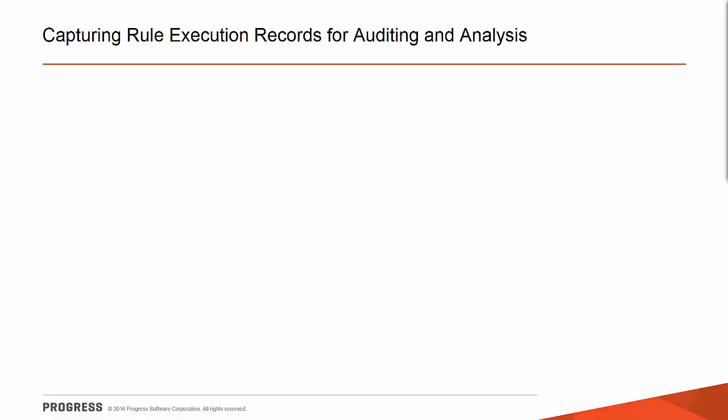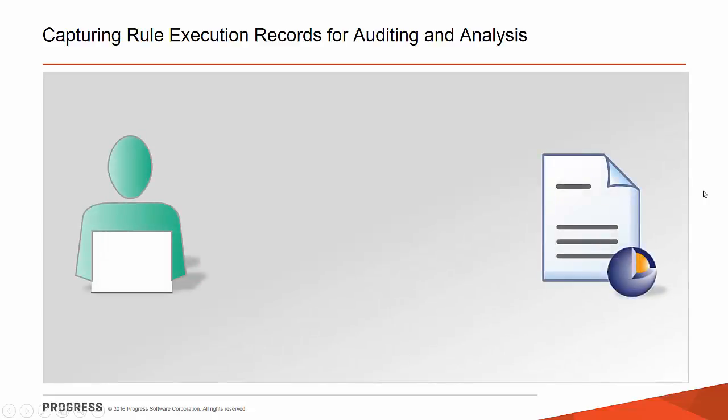Corticon enables you to store rule execution data for auditing and analysis. Imagine a decision service that processes customer orders at an online retail store. Each time a customer places an order, the decision service performs a number of operations.